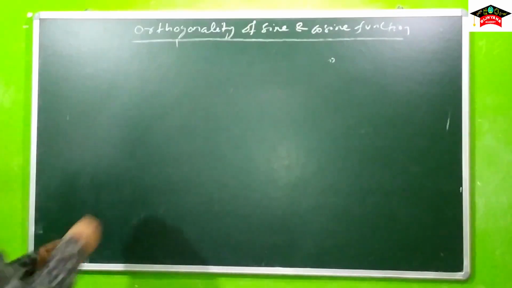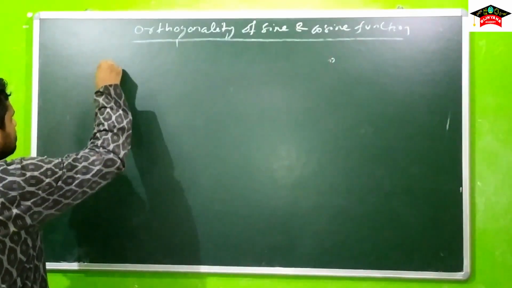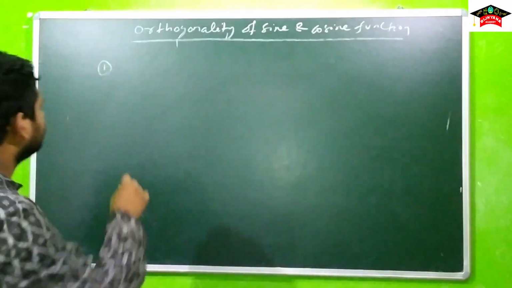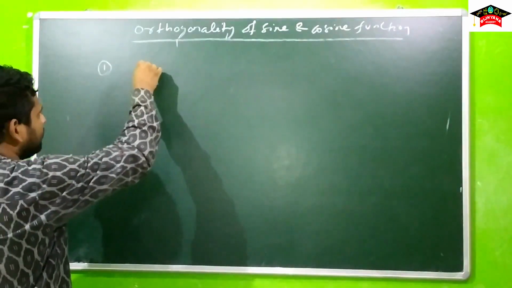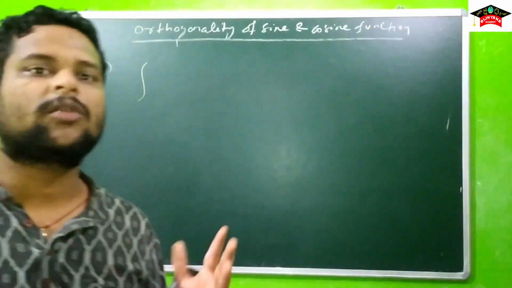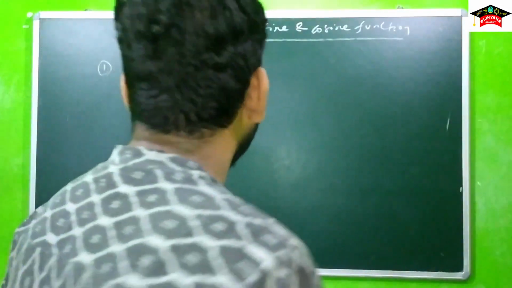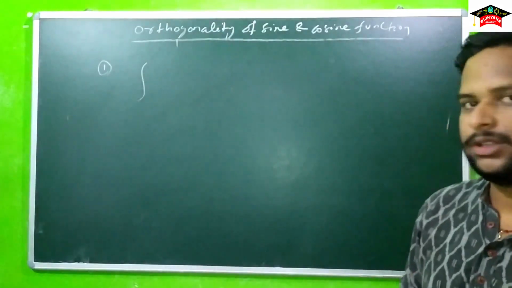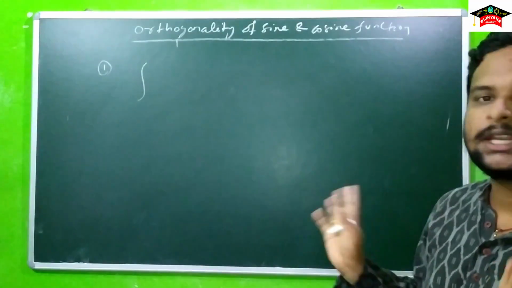Let us see first. We have taken a standard integral. So that integral is this. The operation is integration, because sine and cosine are not vectors; they are scalars. So scalars can never be made a dot product with each other. So the suitable operation is integration.